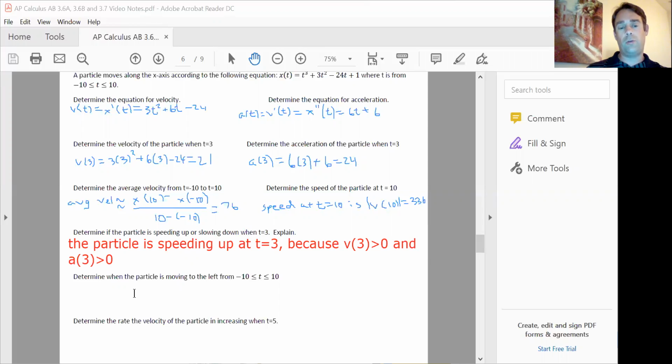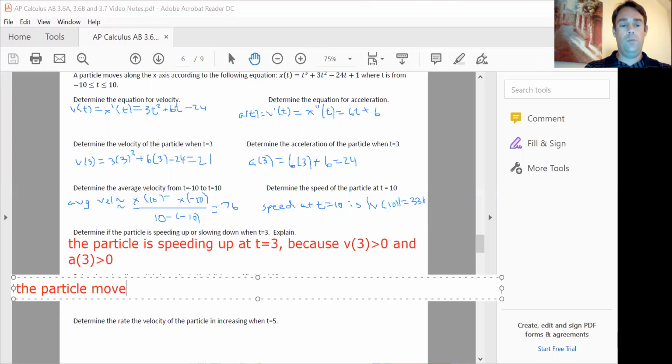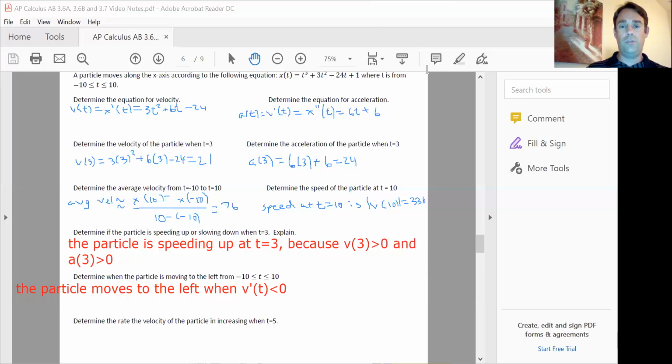So determine when the particle is moving to the left from negative 10 to 0. All right, so now this is one where we're actually going to go back in time and do a little bit of our derivative stuff here. So the particle is moving to the left when our velocity is a negative value. So the particle moves to the left when v of t is less than 0. All right, so that tells me I'm going to take my derivative and set it equal to 0, and I'm going to try to solve it down here. I've already got my derivative up there. I'm going to play with that a little bit.